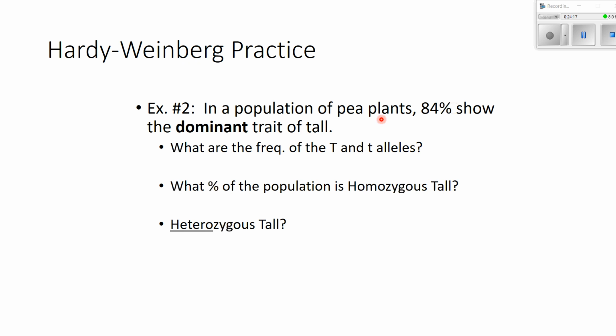So in this problem, it says 84% show the dominant trait. So 84% of these pea plants are tall pea plants. Now think about it. What percent of the plants are short? If 84% are tall, that means 16% are short, right? They don't tell us that, but that's got to be true. So this might be a good time to pause the video, see if you can answer the 3 questions, and then unpause it and let's see how you did.